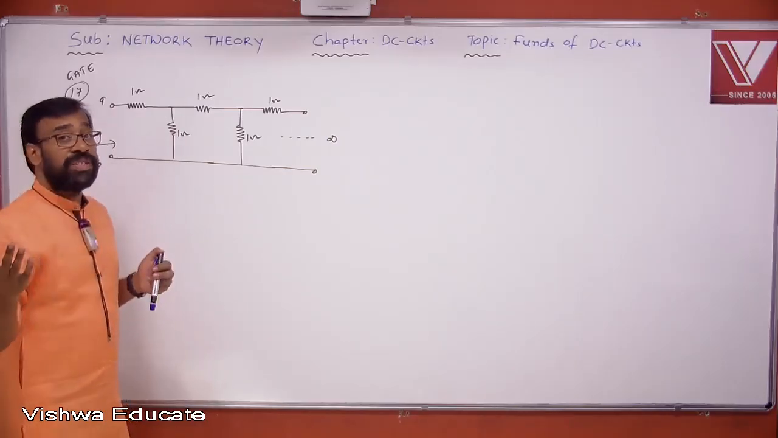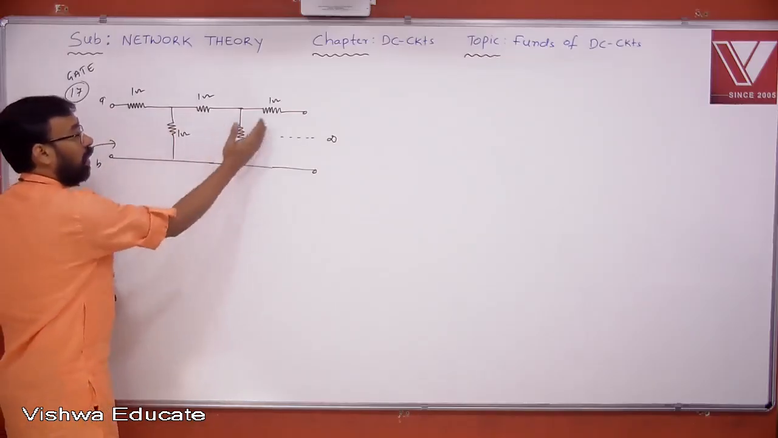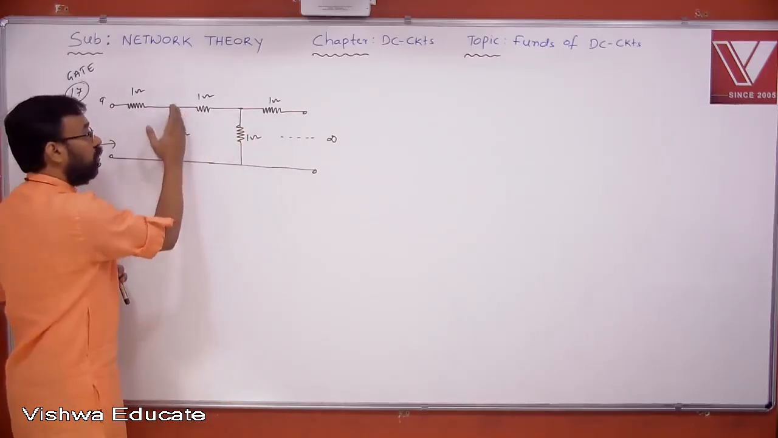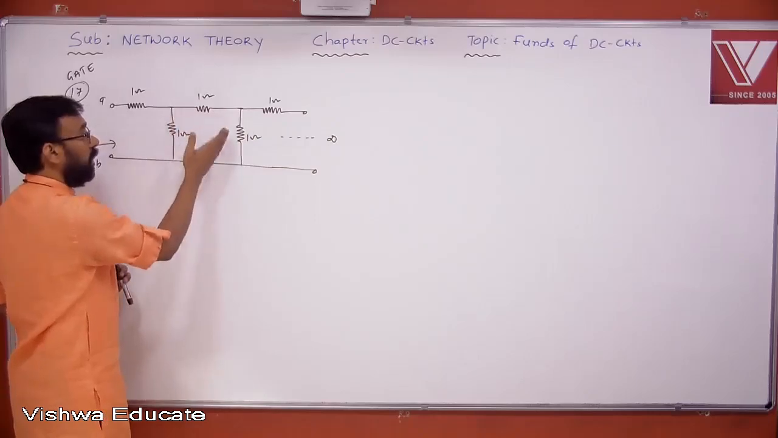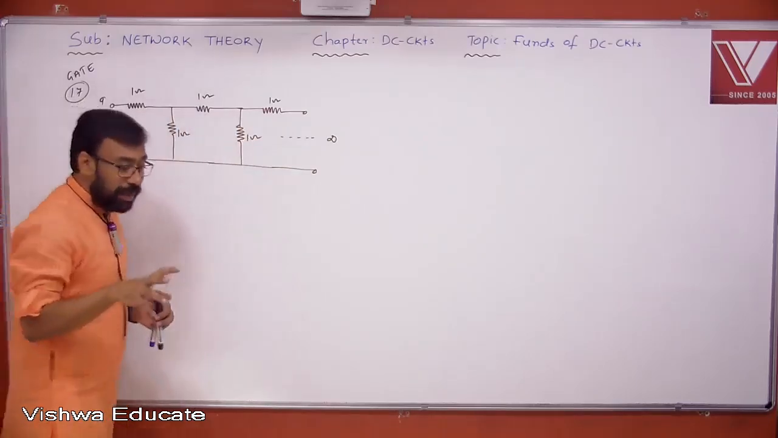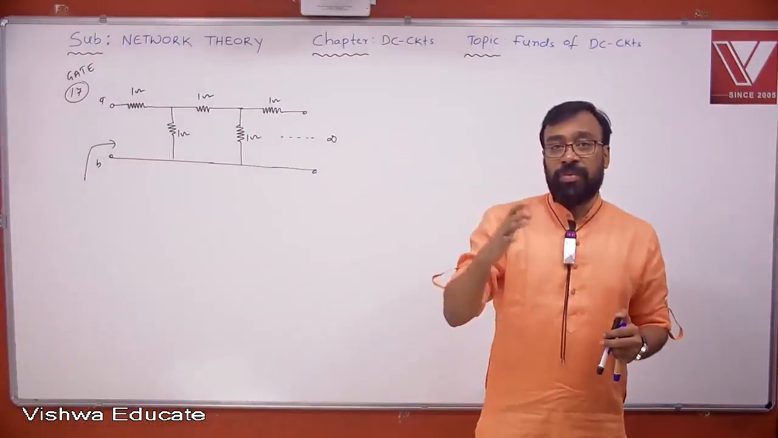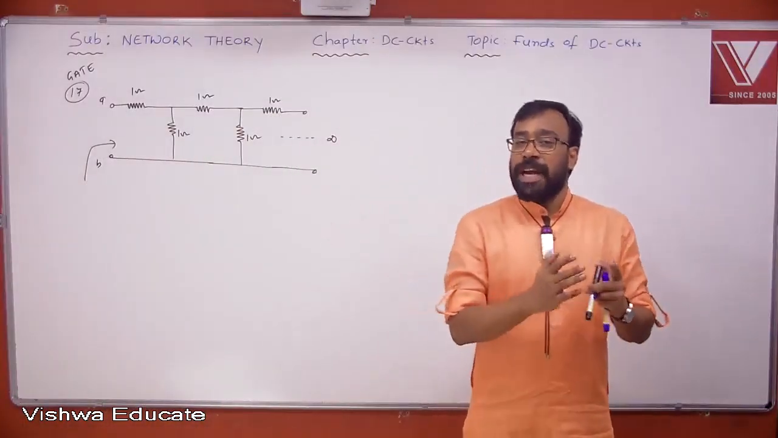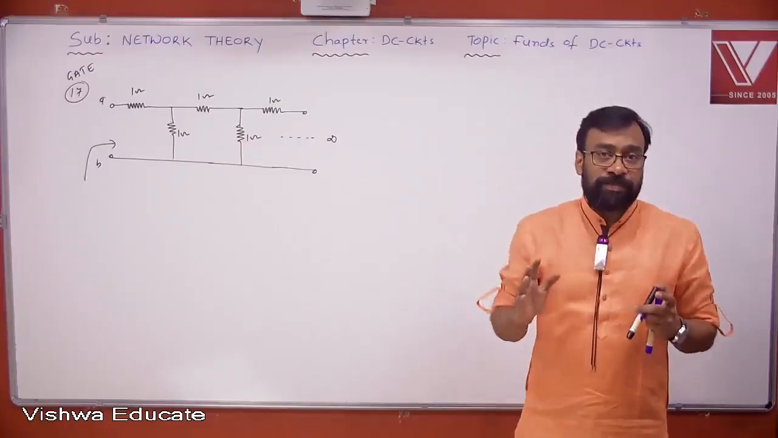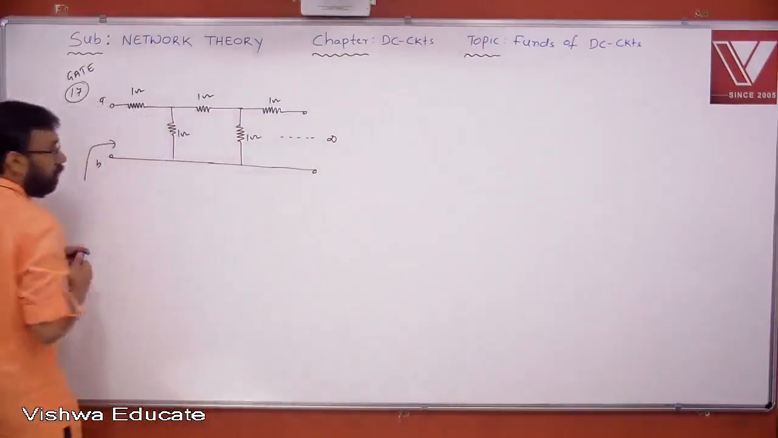Some kind of repetition will occur in the network: 1 1 1 1 1 1 like that, or else 1 2 1 2 1 2, or 2 1 2 3, or 1 2 3 1 2 3 like that. Some repetition might be there, or else you get 10 ohm, 20 ohm, 30 ohm, 10 ohm, 20 ohm, 30 ohm. Some kind of repetition takes place. You understand? Okay. Therefore, you have to observe that.